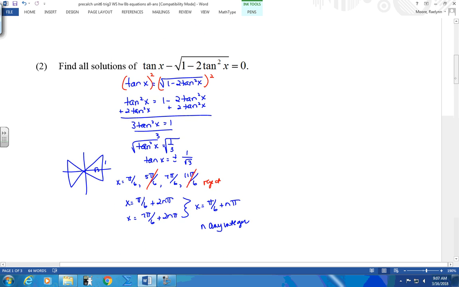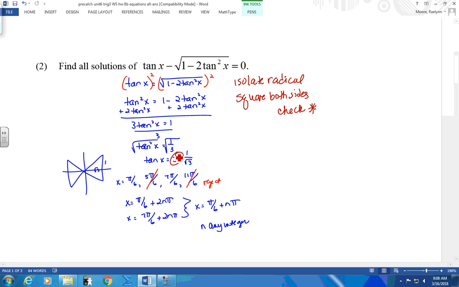Same thing here. You have another radical. Isolate the radical. Square both sides. And then remember, once you do the square, you need to check. Solve, again, all 4 quadrants, solve it, and check them.